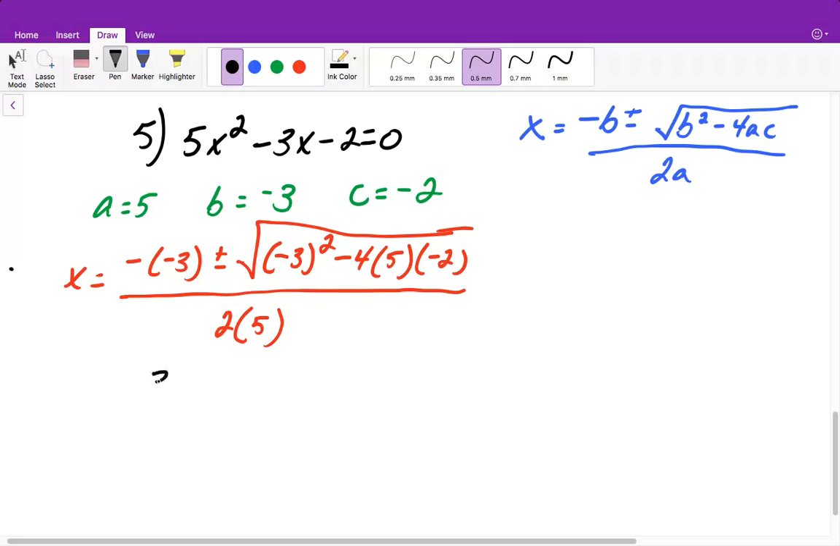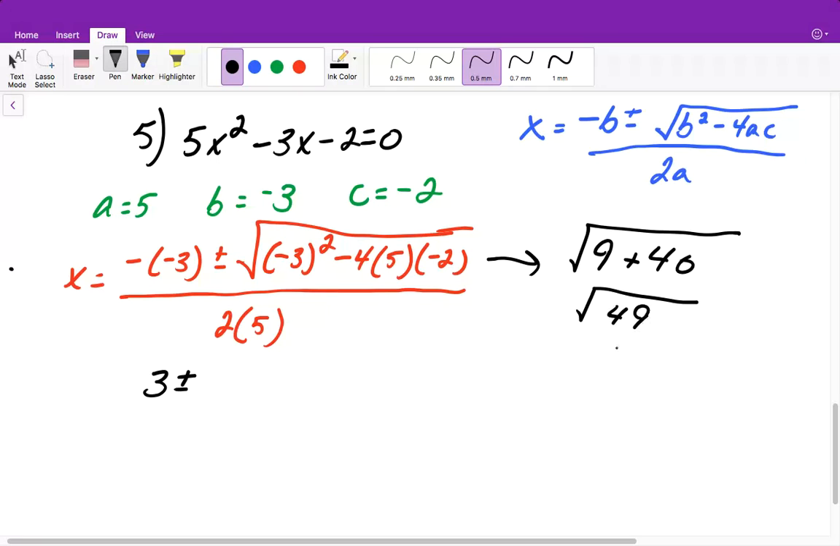Negative of negative 3 is positive 3, plus or minus. I'm going to do this off to the side. Well, negative 3 squared is 9. Negative 4 times 5 is negative 20. Times negative 2 is positive 40. 40 plus 9 is 49, and the square root of 49 is 7. So it's 3 plus or minus 7 divided by 10.